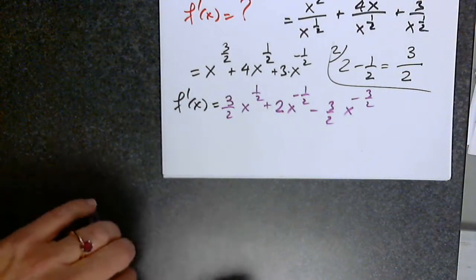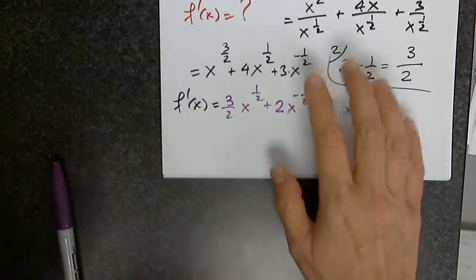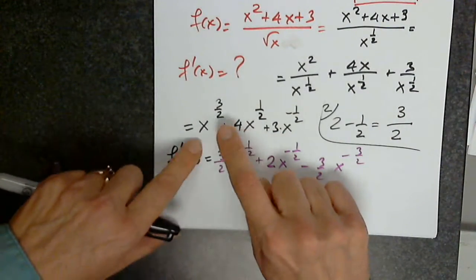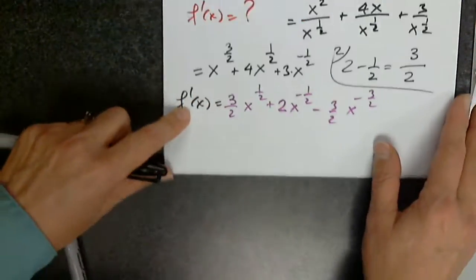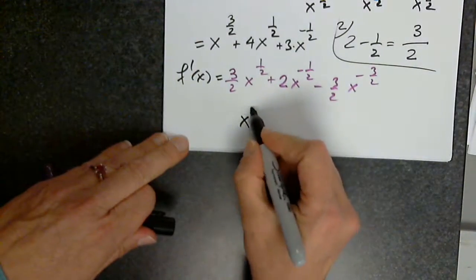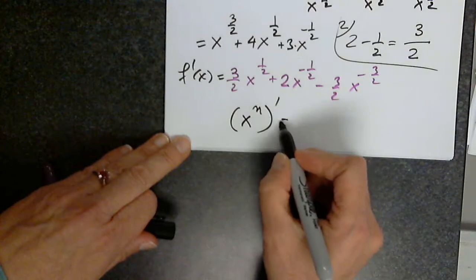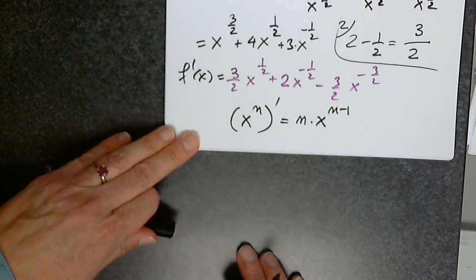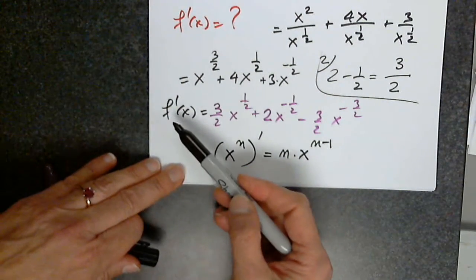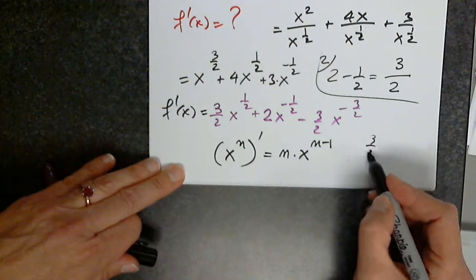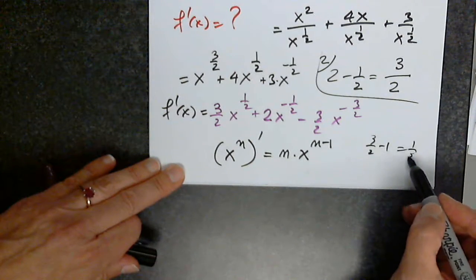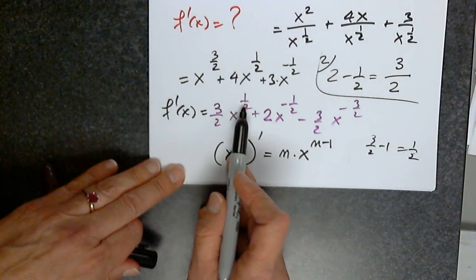Yes, Tony? You want me to explain that last step again? Just where we started writing the derivative. Okay, so now remember we are using x to the nth power prime, which is n times x to n minus 1. So I bring 3 halves down, and from 3 over 2 I subtract 1, which is 2 over 2, right? So I have 1 half, and that's how I get this number.